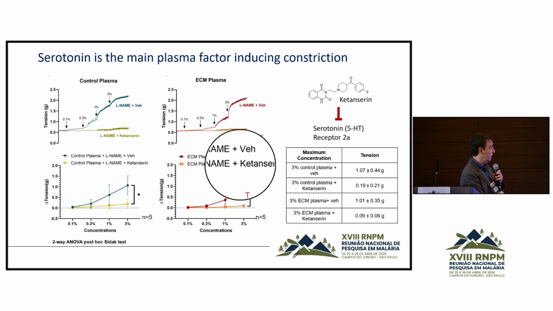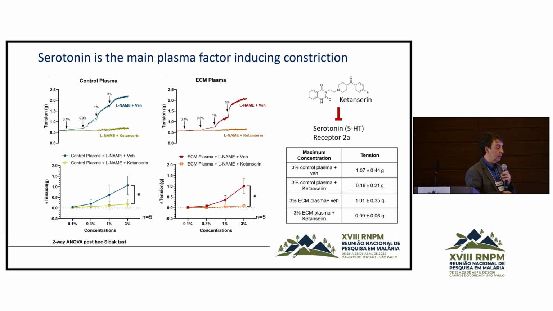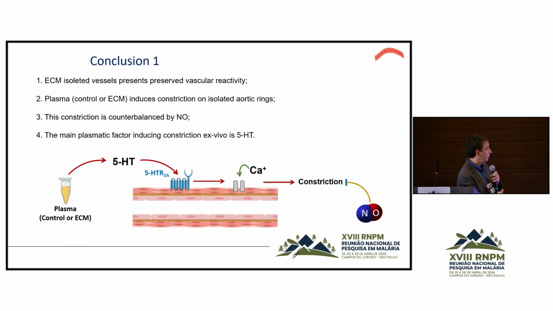So apparently, with the control plasma and with the ECM plasma, you have the same profile. And apparently, most of this constriction is being caused by serotonin. It does not exclude the participation of other factors, but it's a strong factor. So these are the conclusions of the first part. The isolated vessels of cerebral malaria.